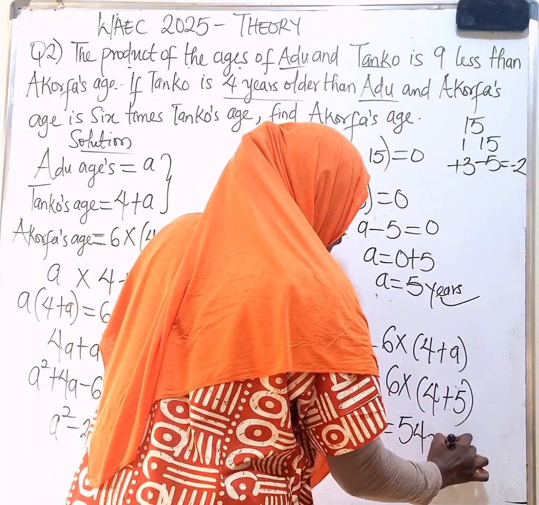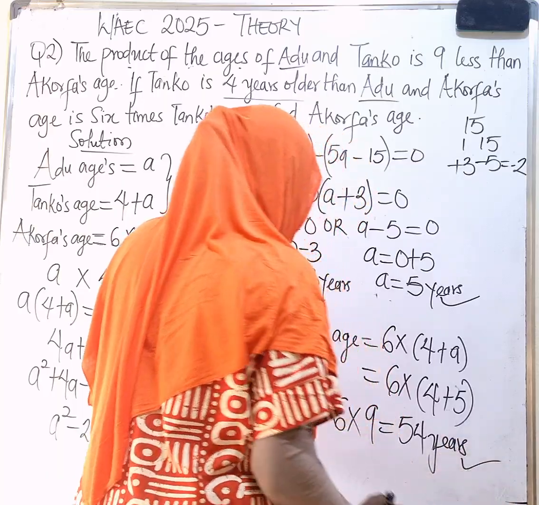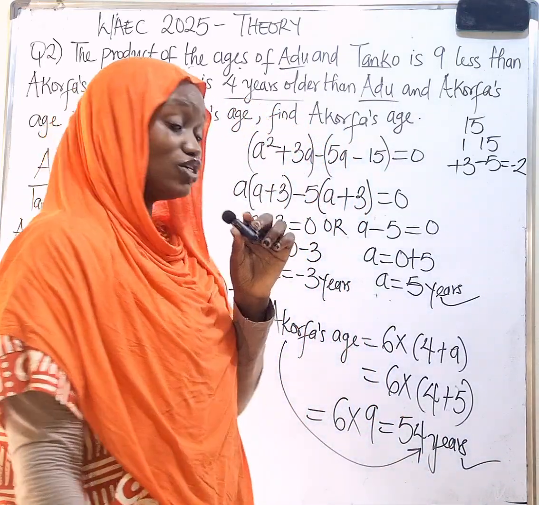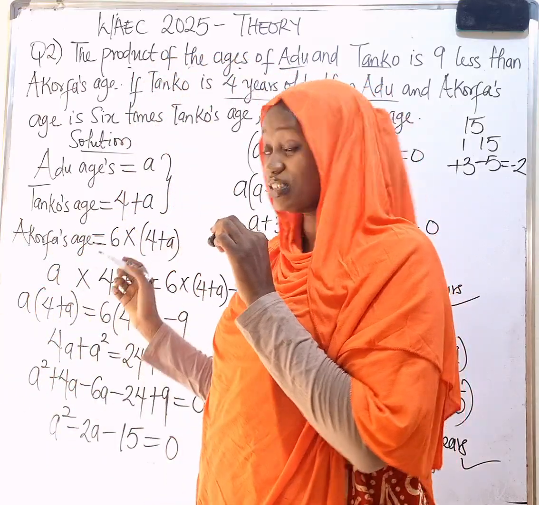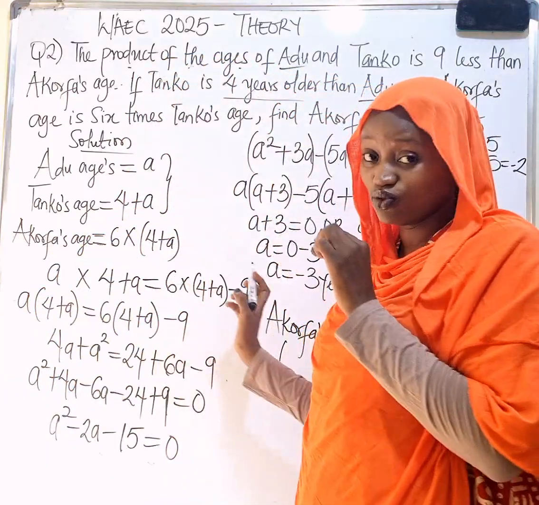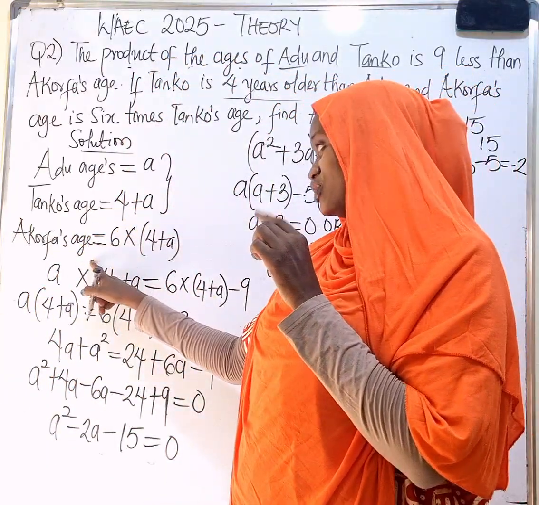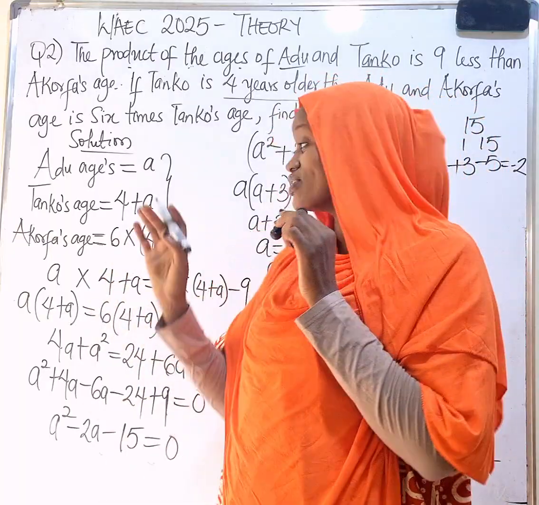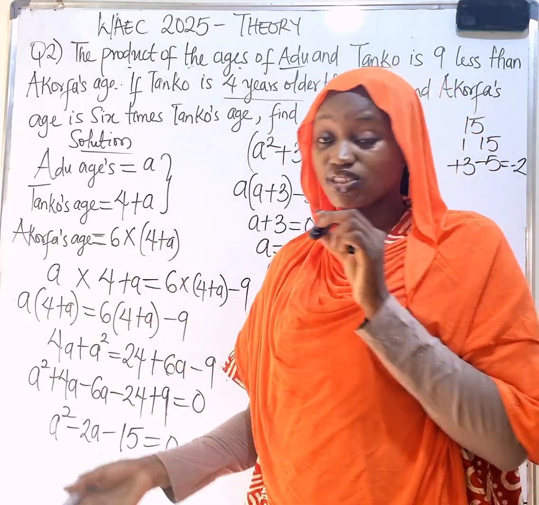So the answer is what? 54 years. So what this means is that Akofa's age is 54 years. From the beginning of the question, I mentioned that they were all kids, not knowing that Akofa is actually an old man. So Akofa's age is what? 54 years.